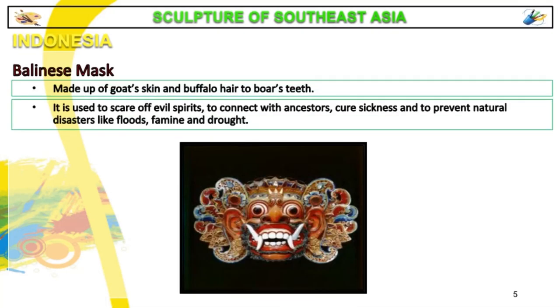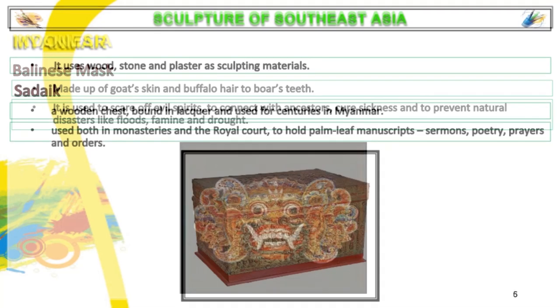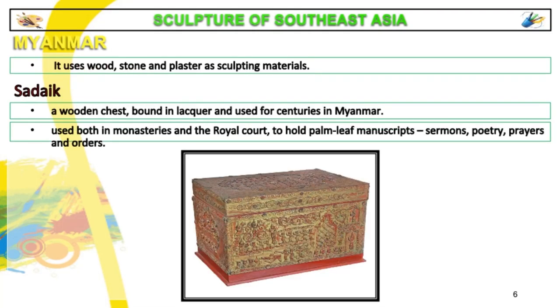The Balinese mask of Indonesia, made up of goat's skin and buffalo hair to boar's teeth. It is used to scare off evil spirits, to connect with ancestors, cure sickness, and to prevent natural disasters like floods, famine, and drought. In Myanmar, it uses wood, stone, and plaster as sculpting materials.